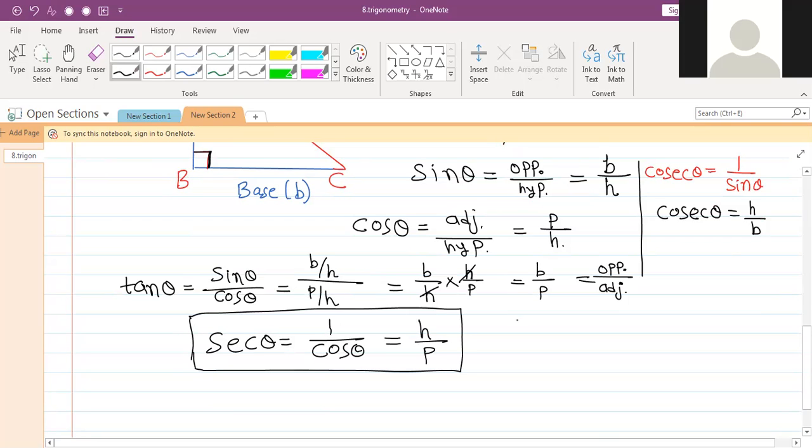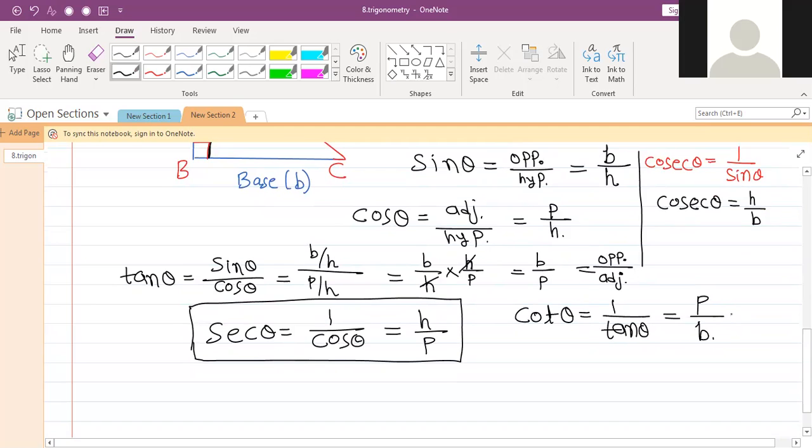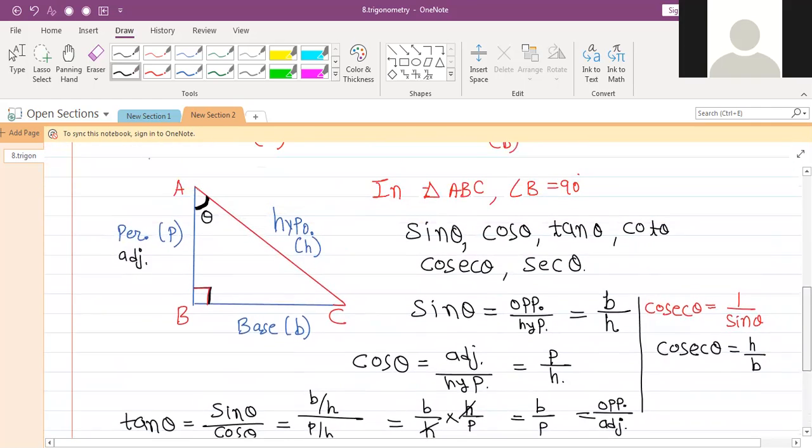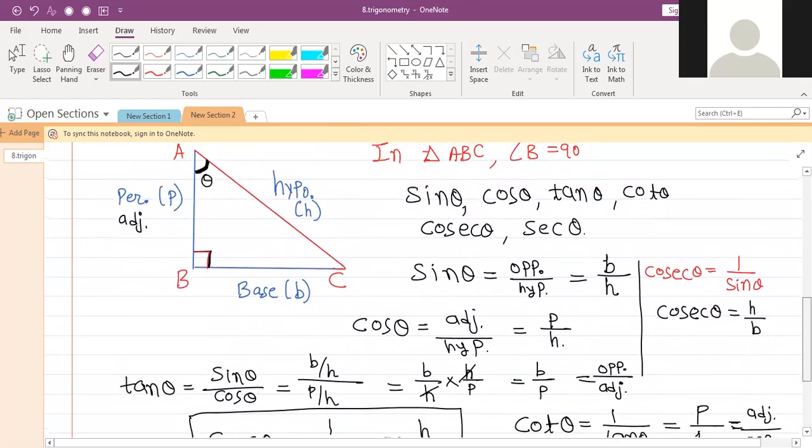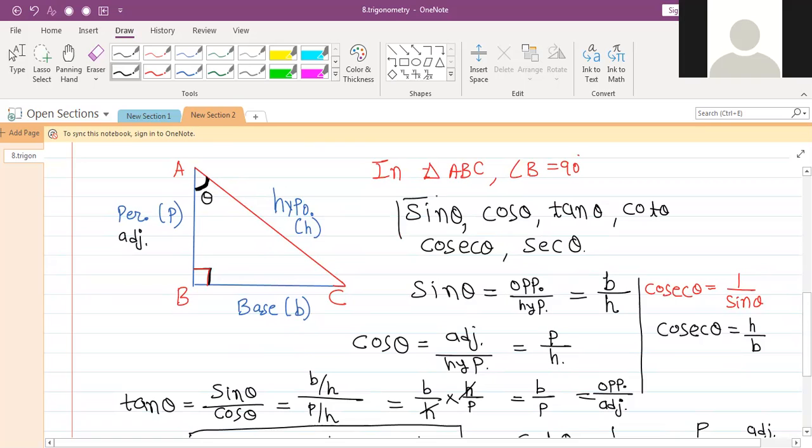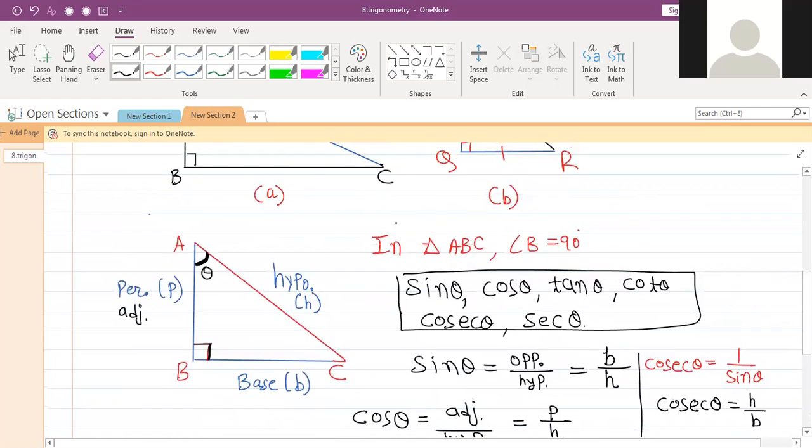Understand? And the same way we have cot theta, that is the reciprocal of tan theta. So the reciprocal of tan is P upon B, perpendicular upon base. Otherwise you can also say adjacent upon opposite. Both are the same; you have to remember any one. So you can understand all these six trigonometric ratios. These are called the trigonometric ratios.